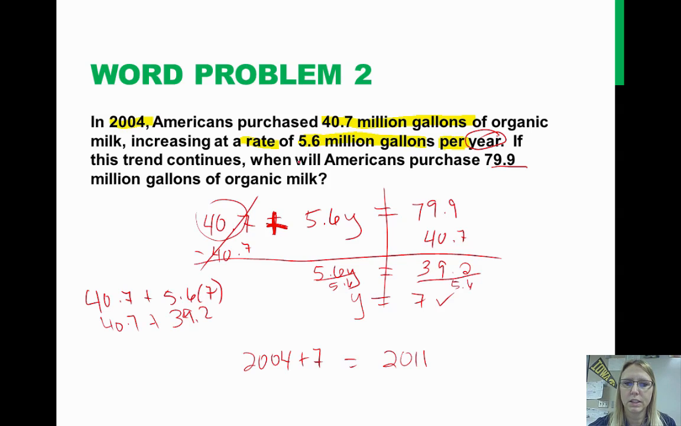Well, think about it. It's increasing by 5.6 million gallons per year, and we're only wanting a difference of almost 40 years. So 5 goes into 40 about 8 times. This was a little bit less than 8, but it still makes logical sense. So this looks like a good answer.